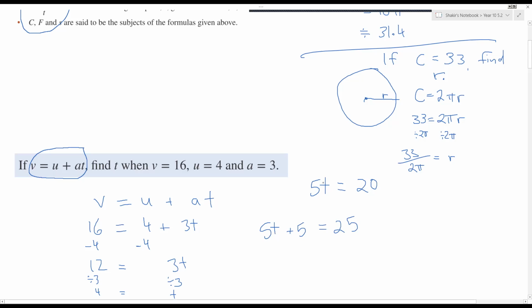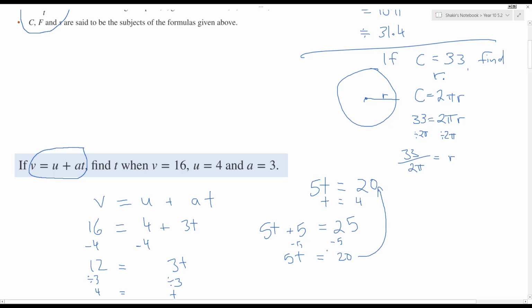If you look at the first one, if you divide both sides by 5, you get t equals 4. Now, we built up to this type of question where you have to subtract 5 on both sides, and then you ended up with 5t equals 20. But note, this is the same as that question. We've just added an extra step.